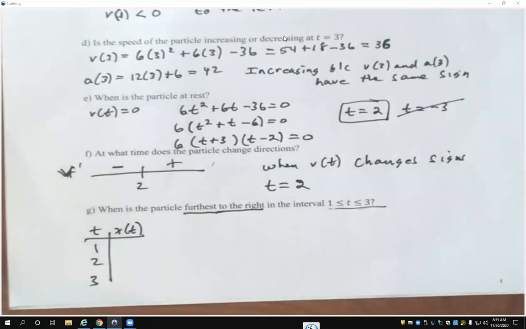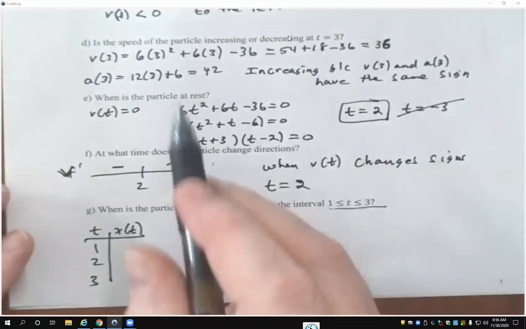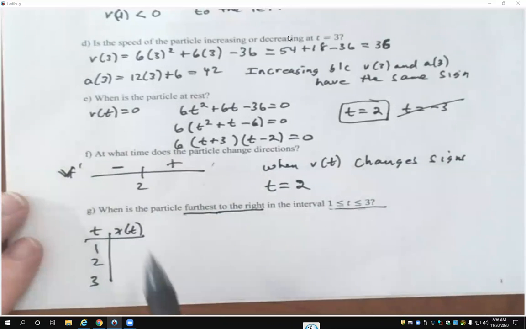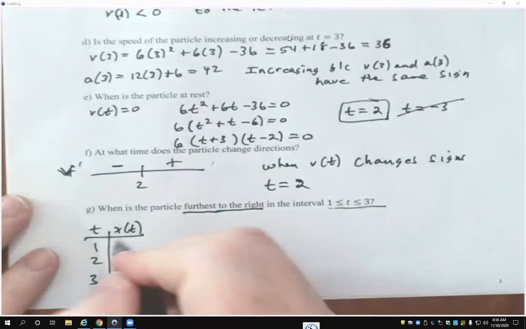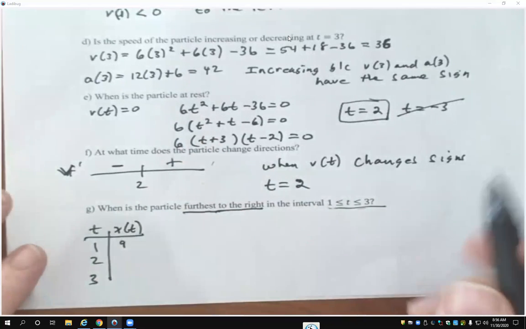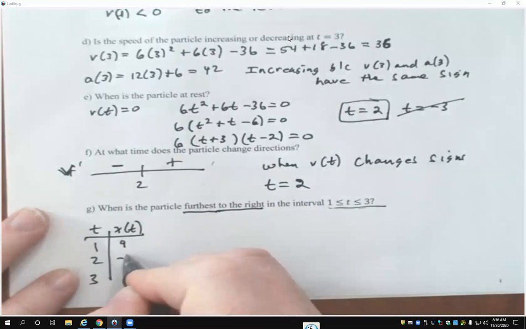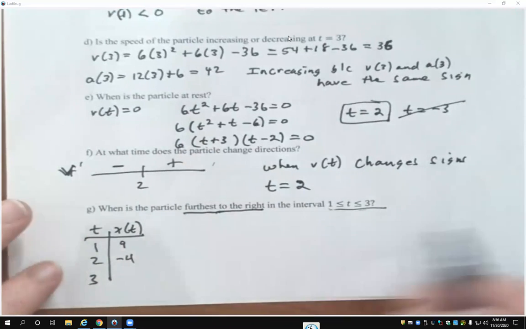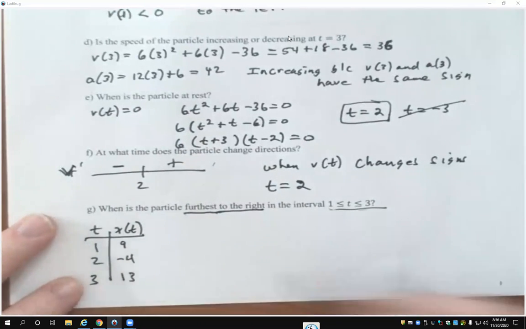Okay. So we're going back to the position function here. Back to position, and we're going to plug 1 in. I'm not going to waste your time on that. I'm just going to tell you, when you plug 1 into the position function, you're going to get 9. When you plug 2 into the position function, you're going to get -4. And when you plug 3 in, you're going to get 13.